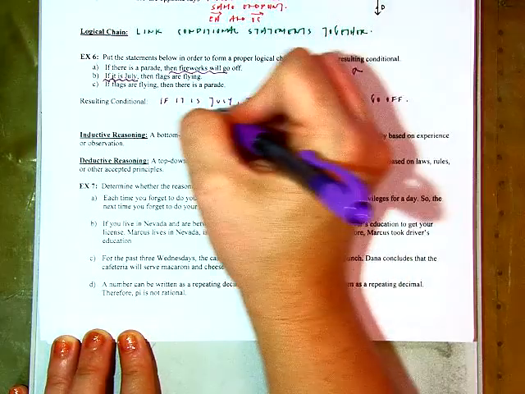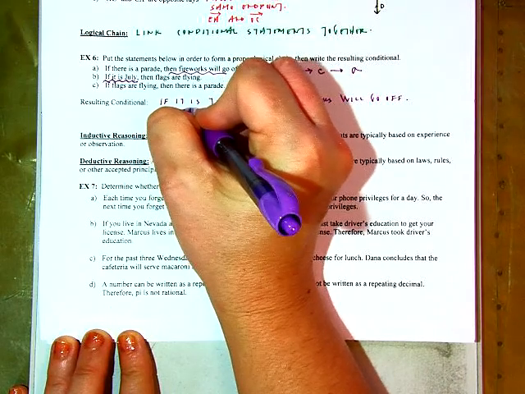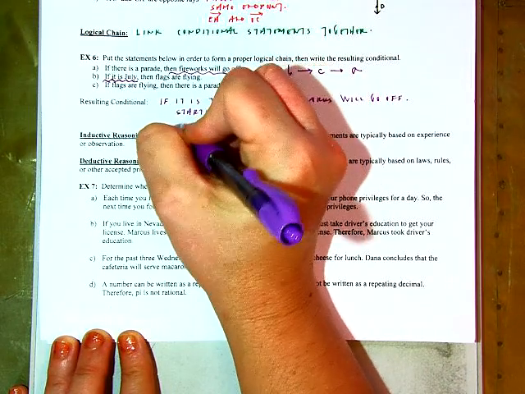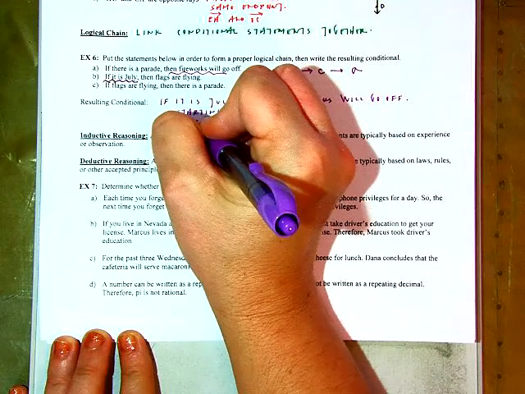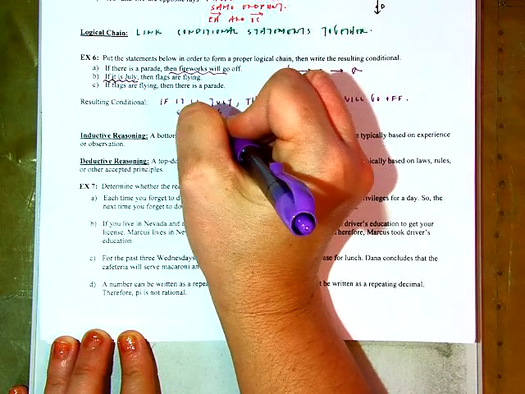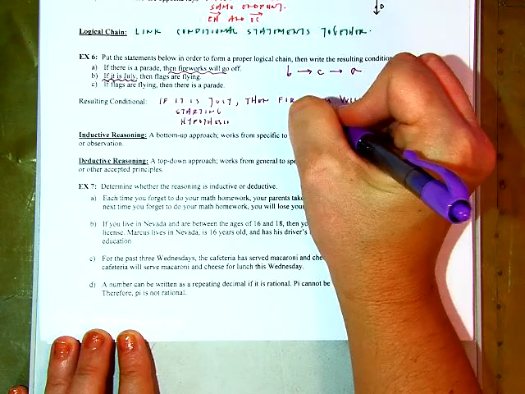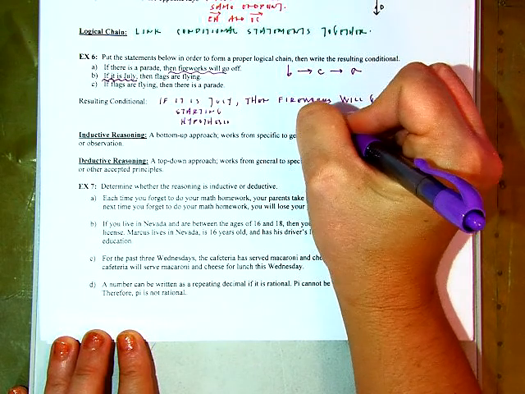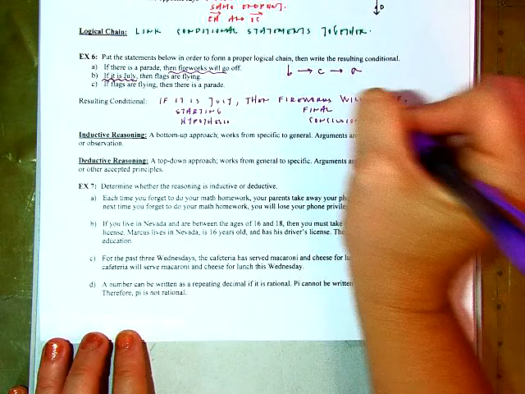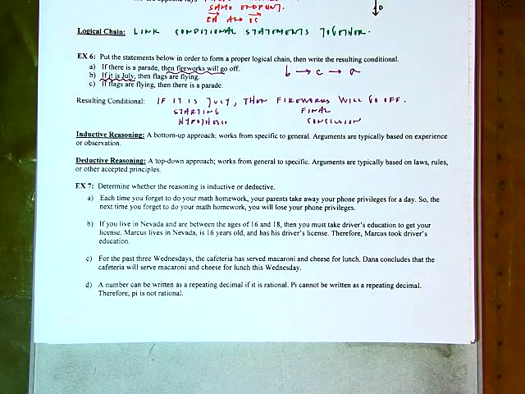So again, it's always right here, the starting hypothesis and the resulting conclusion. So the final conclusion. All right, so if it is July, then fireworks will go off. All right, lastly, we're just talking about reasoning.